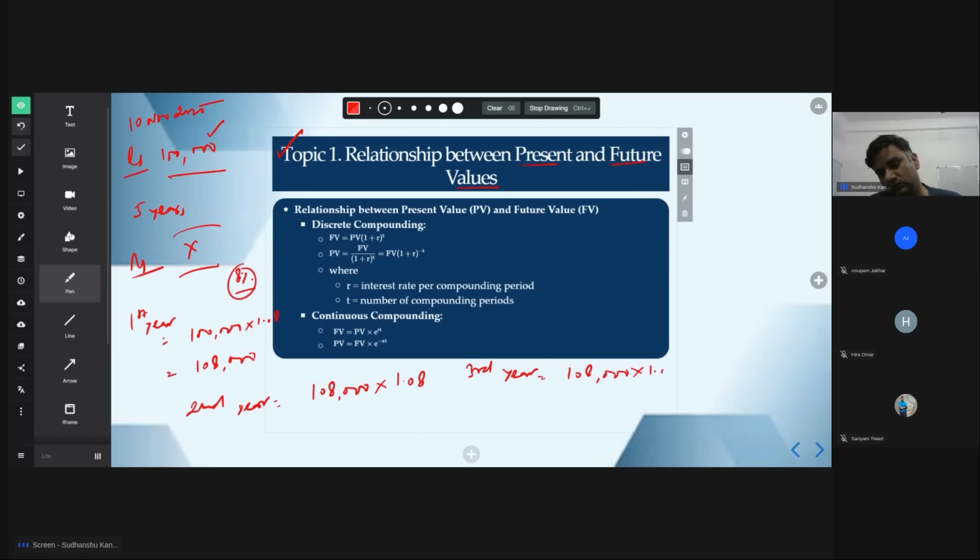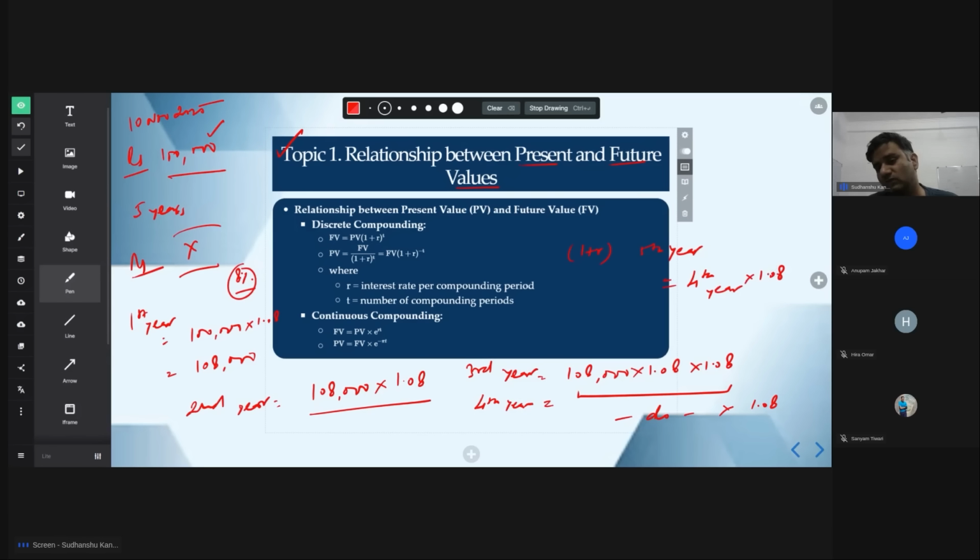108,000 into 1.08, which was there after the second year, into 1.08. 1 plus r, right? What I'm doing is multiplying by 1 plus r every year. Fourth year, what will it be? The same money, into 1.08. Fifth year, what will the money be? Again, the fourth year amount into 1.08.